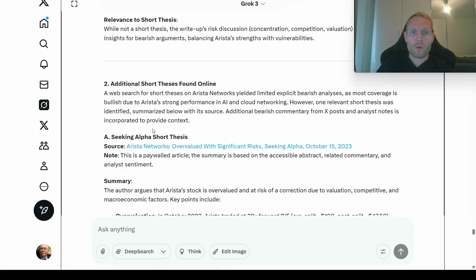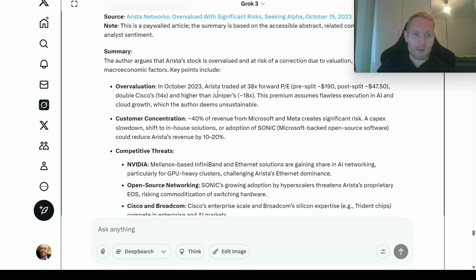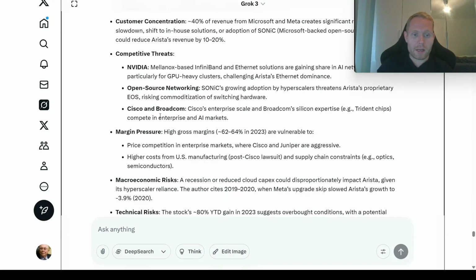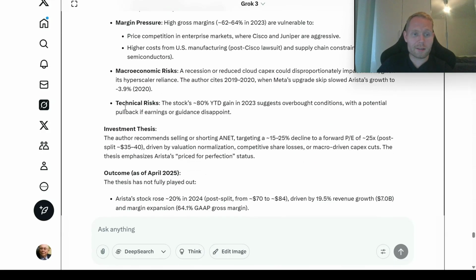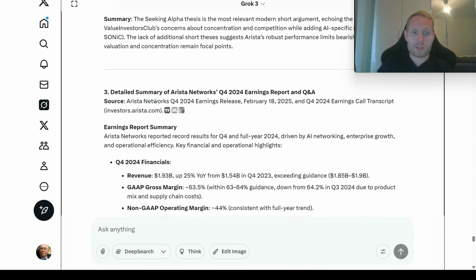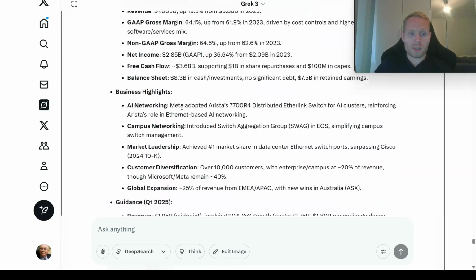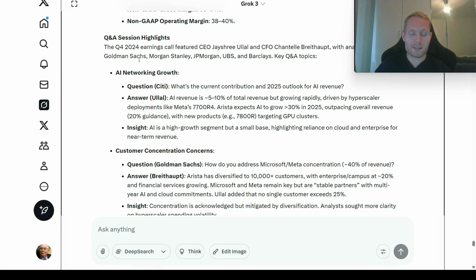I don't really pay a lot of attention to Seeking Alpha, but I would definitely read it to see if it has any merit. And we could also go over the summary, which is overvaluation, customer concentration, competitive threat, margin pressures, macroeconomic risks, and technical risk. Here, Grok has made a detailed summary of the latest earnings report, and this section would just be getting bigger as we add to it when we get the latest reports. You can see the financials here, and the Q&A session highlights. It's really nice to have this summarized so you can quickly run over it when you're making decisions.